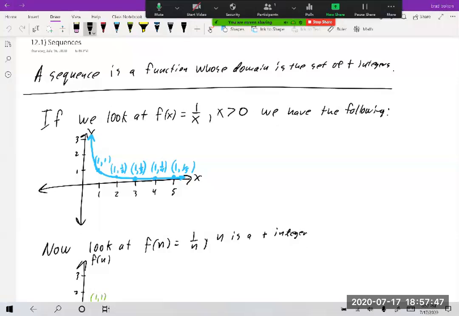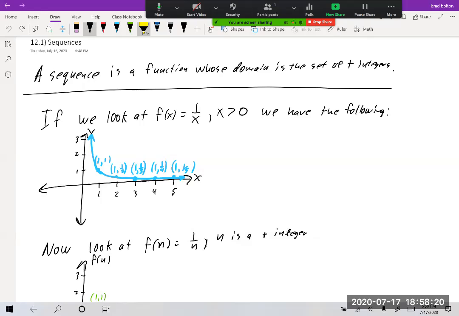So in 12.1, we're going to talk about a sequence. A definition is that a sequence is a function whose domain is the set of positive integers. Basically, you've already been working with things like this before, but I just want to show you what it means graphically. If we look at this graph, that is the function f of x equals 1 over x, where x is greater than 0, okay?